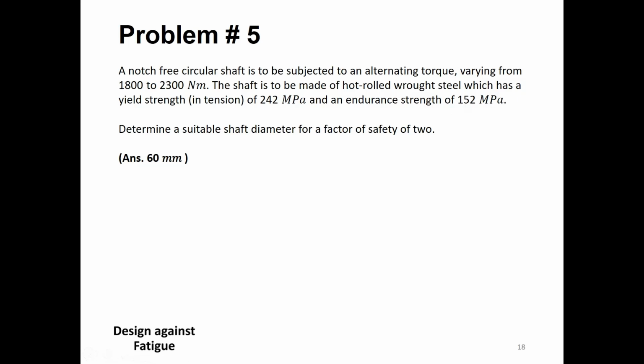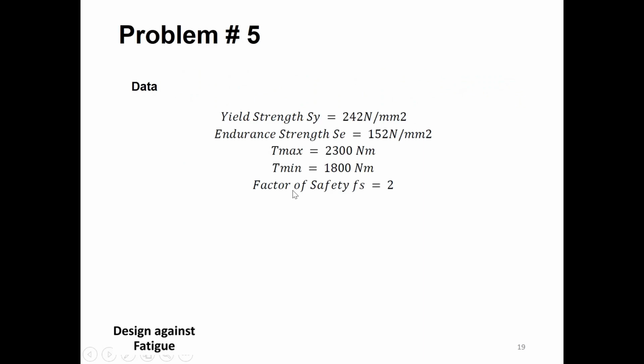The shaft is to be made of hot rolled wrought steel, which has a yield strength in tension of 242 megapascal. So this is the yield strength of the material, and the endurance strength of the material is 152 megapascal. In this case, it says determine a suitable diameter for a factor of safety of 2. So the minimum torque, maximum torque, yield strength, endurance strength, and factor of safety are given. And we don't have any notches here. It's a notch-free shaft, so we can consider KF as one.